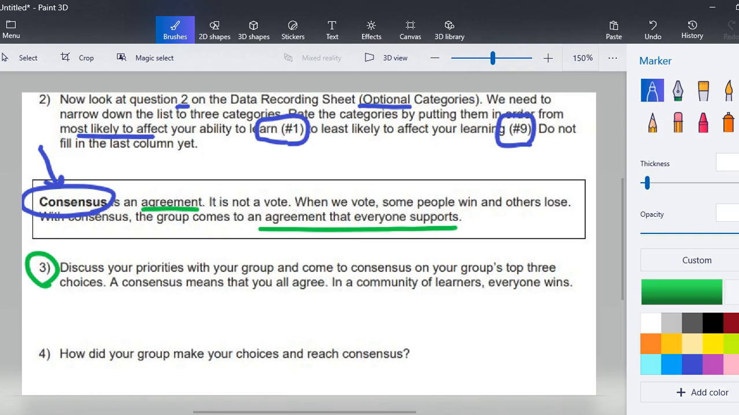So then it asks us that if we were in a class, to go ahead and discuss with our group and come to a consensus to actually practice getting a top 3 choices, and then, how did your group make your choices and how did you reach a consensus? So go to that data recording sheet and look with me at the whole of question 2.